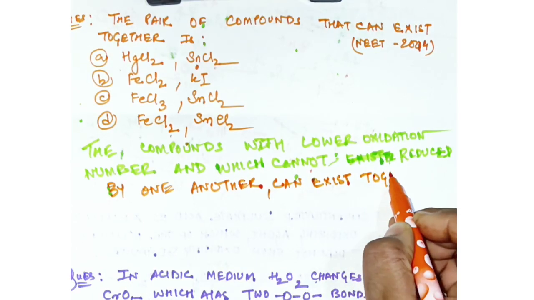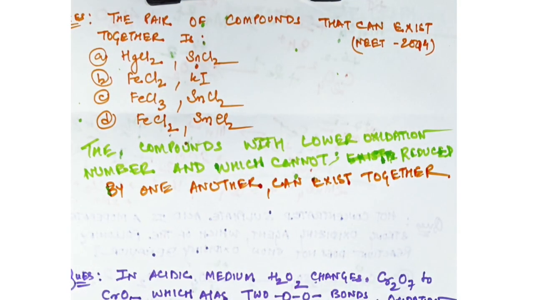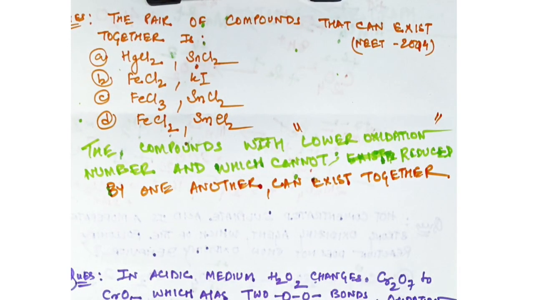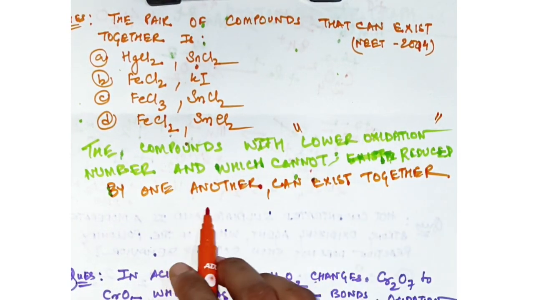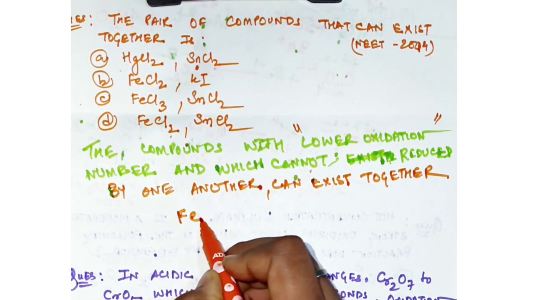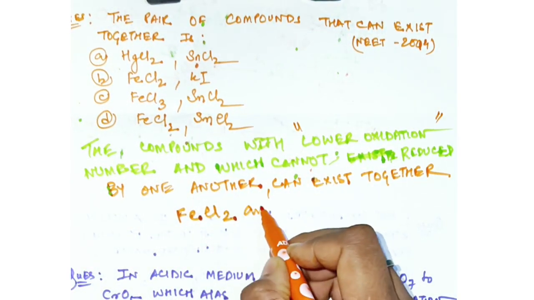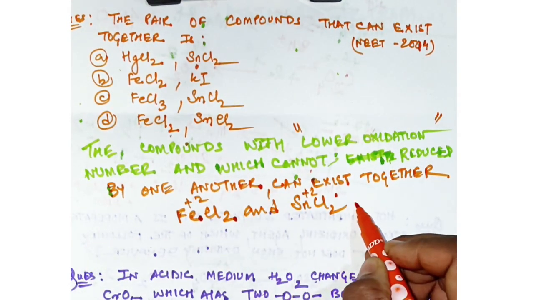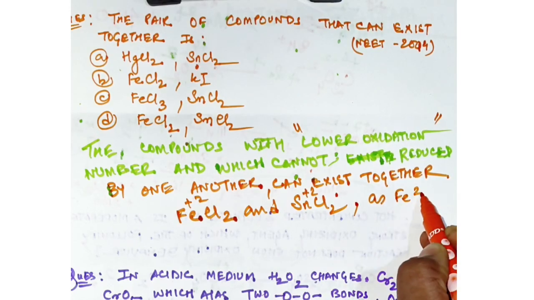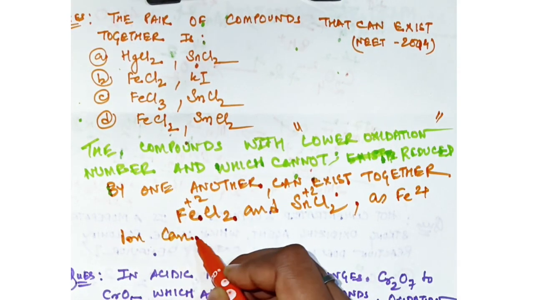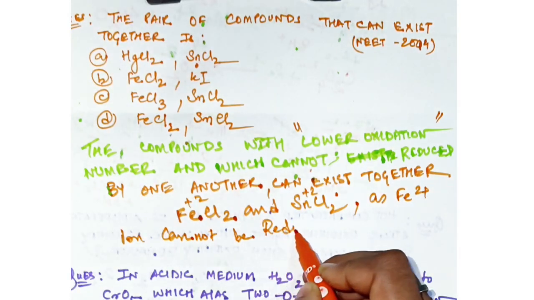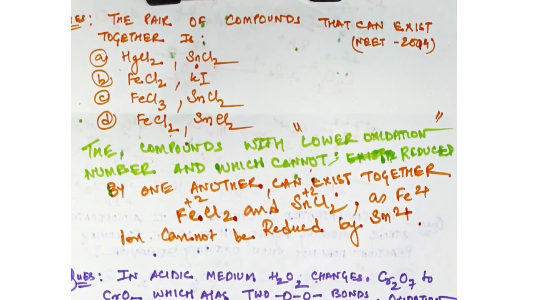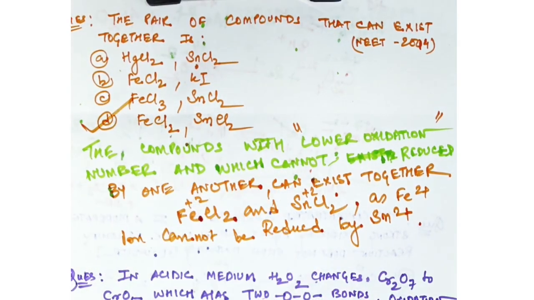So these are compounds which have a lower oxidation state. The compounds which have lower oxidation numbers cannot reduce one another and can coexist, for example, FeCl2 and SnCl2. See here, both are +2, so they can exist together, as the Fe2+ ion cannot be reduced by the Sn2+ ion. Okay, so this is the answer: FeCl2 and SnCl2 can coexist together.